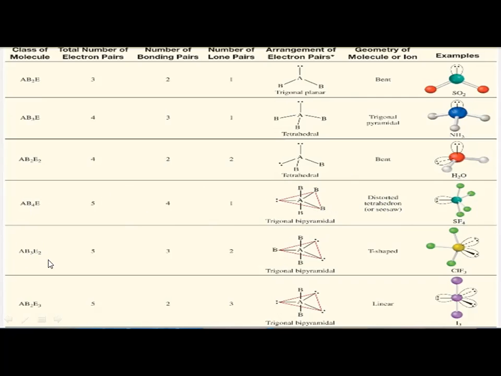AB3E2, 5 electron pairs are there, out of which 3 are bond pairs and 2 are lone pairs. Out of 5, expected is again trigonal bipyramidal, but it is a distorted T shape. Yes, AB2E3, see, totally 5 are there, 2 are bond pairs and 3 are lone pairs, the I3 molecule. Yes, so the geometry comes out to be linear.